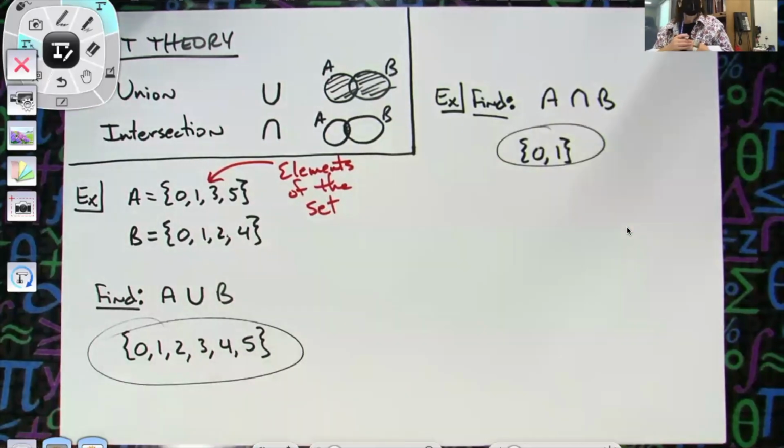Okay, so 0 and 1 are in both of them. I want the intersection. Okay, so I'm not going to do tons of examples of these. I think it's a relatively easy concept. There are two basic concepts in set theory that they're trying to get you used to here.